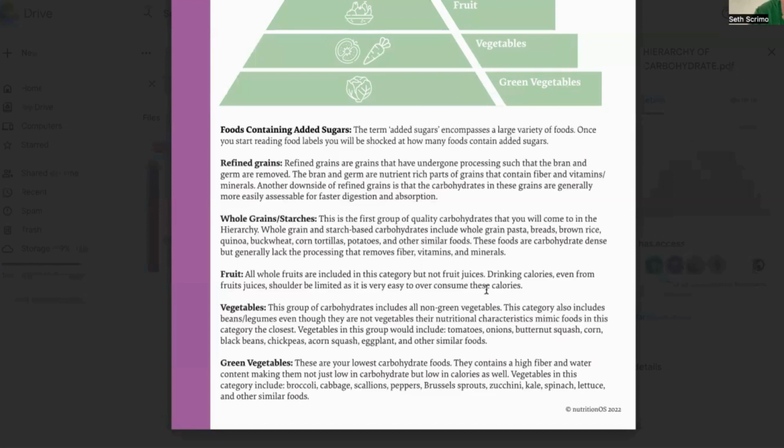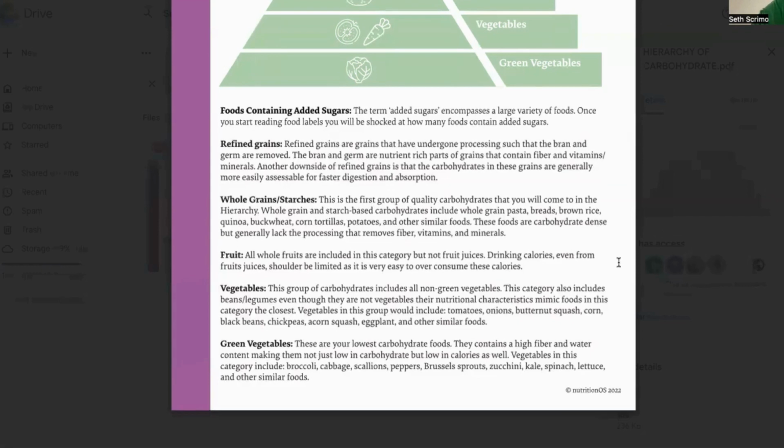Fruits. All whole fruit are included in the category, but not fruit juices. Drinking calories, even from fruit juices, should be limited, as it is very easy to overconsume these calories. So anytime you're drinking your calories, you have to be wary of that because you can always overdo it, right? So we have our vegetables. This group of carbohydrates includes all non-green veggies. This category also includes beans and legumes. Even though they are not vegetables, the nutritional characteristics mimic foods in this category the closest. Vegetables in this group would include tomatoes. Tomatoes might be a fruit, depending on who you ask. Got our onions, butternut squash, corn, black beans, chickpeas, acorn squash, eggplant, and other similar foods.